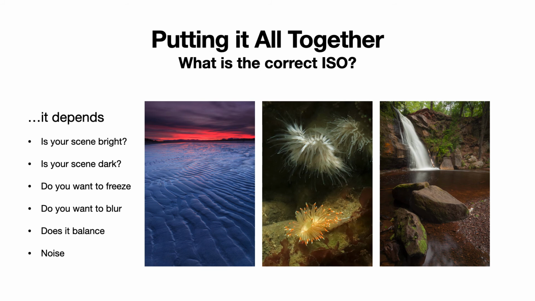Do you want to freeze the action? A higher ISO will allow the camera to take faster photos. Do you want blur, or rather motion, to be carried through your image like a waterfall? Low ISOs on a cloudy day work best. Does the ISO you have chosen balance with aperture and shutter speed? Always remember exposure. Is there noise? And if so, does it ruin the image you're trying to create?